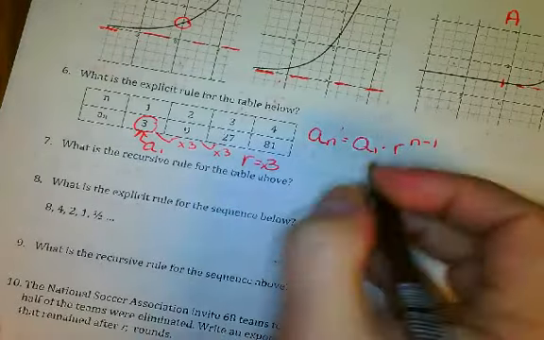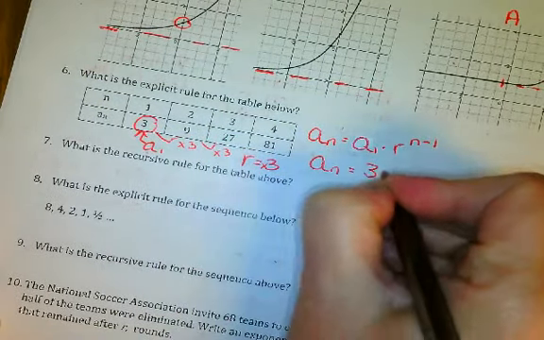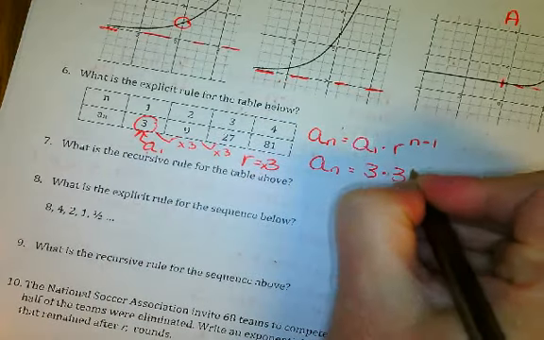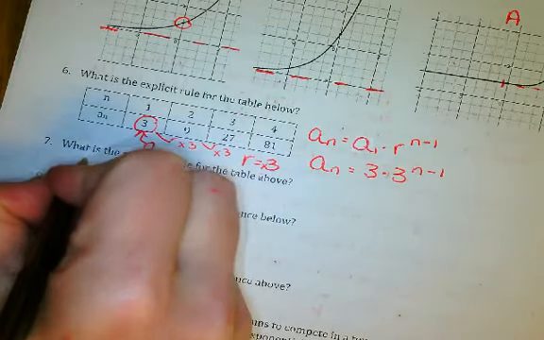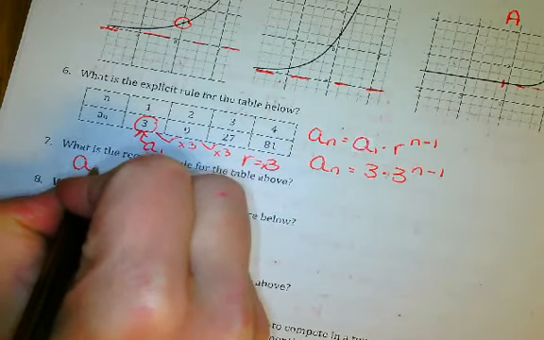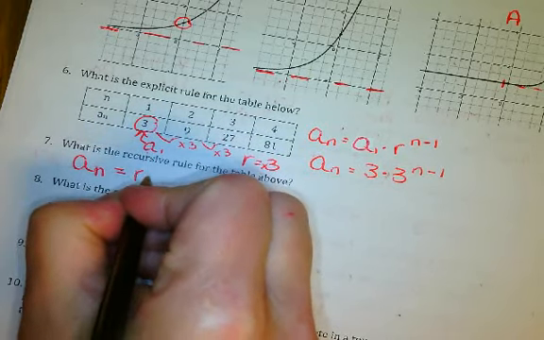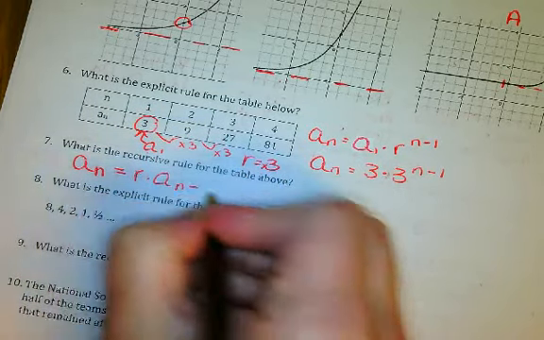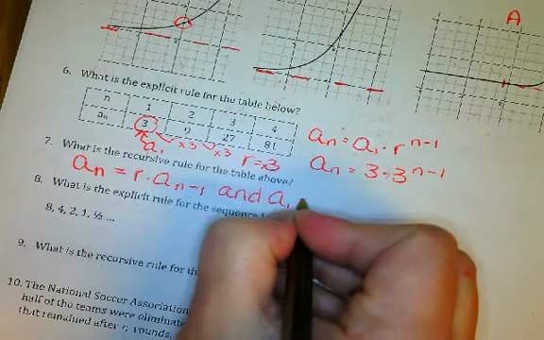Okay, so here I'm going to write the rule. So a sub n equals a sub 1, which is 3, times the r, which is 3, to the power of n minus 1. All right, now I'm going to write the recursive rule. So the recursive rule still starts with a sub n equals, this time I just need the r though, so r times a sub n minus 1. And I have to also know what my first term is still, so 3.